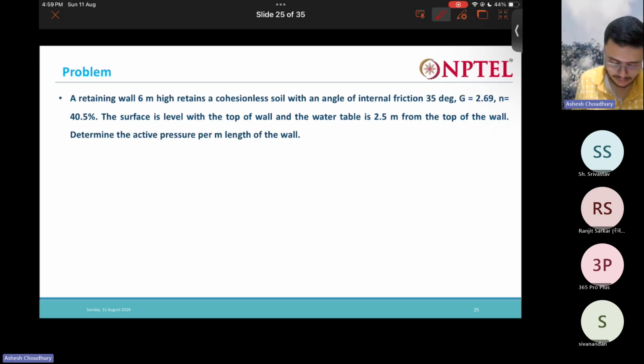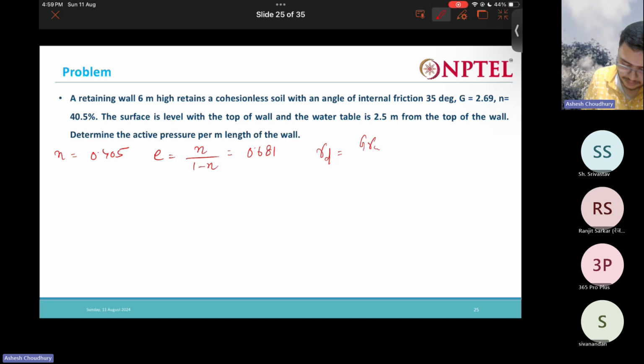Very easy. First, porosity is given. From here, I can find the void ratio, which will come out as 0.681. Then we can find the dry unit weight. If we do this, you will get 15.7 kilonewton per meter cube. And the submerged unit weight will come out as 0.86.